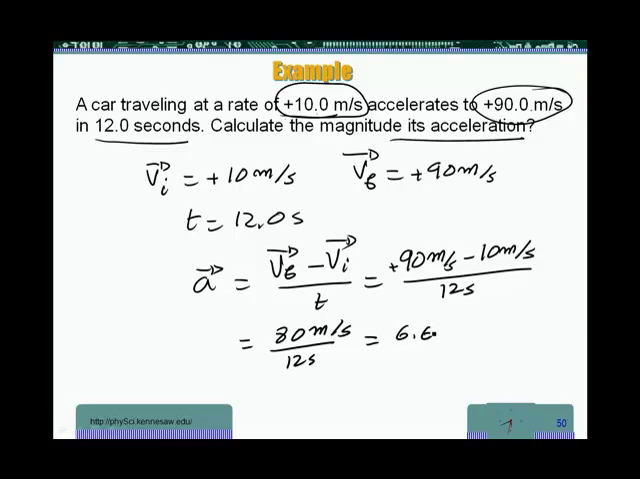So 6.67 meters per second squared, I believe. I'll check it here on the side just to make sure. Okay, I got it right. Okay, that's our acceleration.